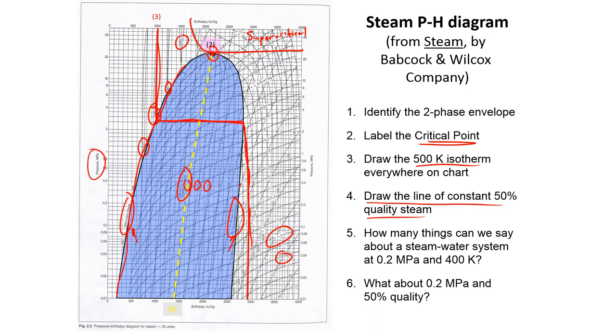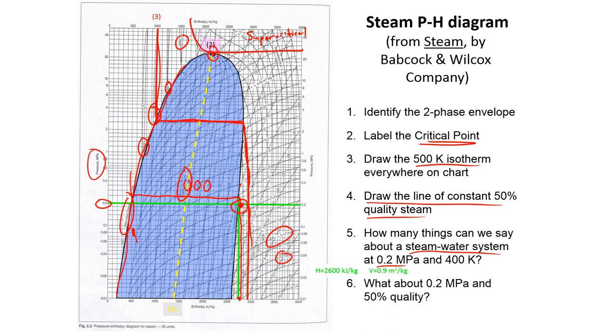And then what can we say about a steam water system at 0.2, that is 0.2 megapascals, and 400 Kelvin? Okay, so I'm going to track this 400 line. If we track the 400 line, it comes right here and then continues down. So we're going to be right at this point. That's 0.2 megapascals and 400 Kelvin. So it's going to be saturated steam, 100% vapor. We can also draw this line down and get our enthalpy. That's about 2,600 kilojoules per kilogram.